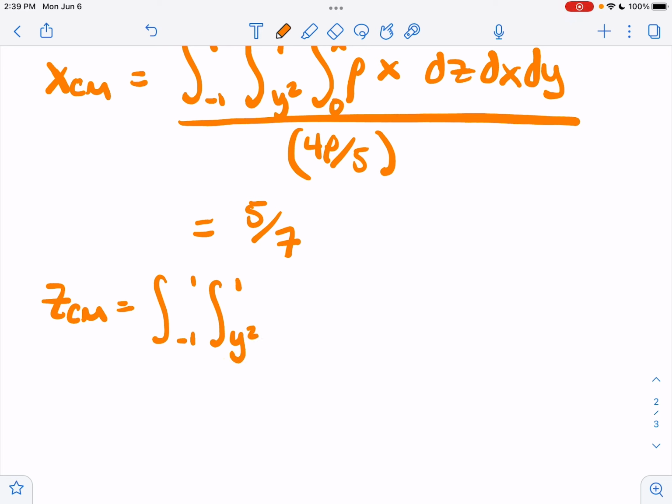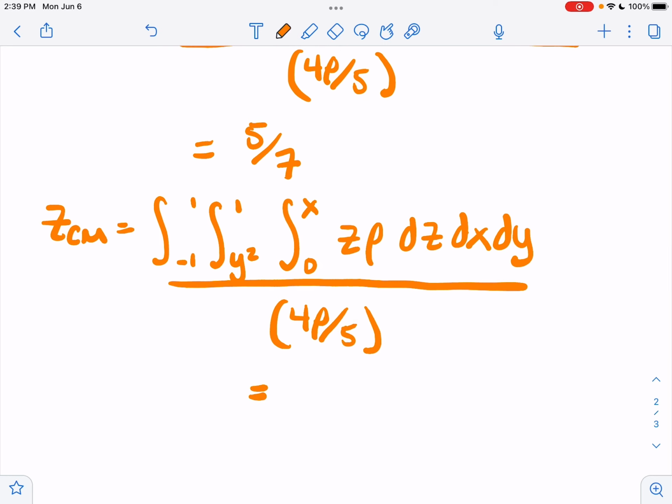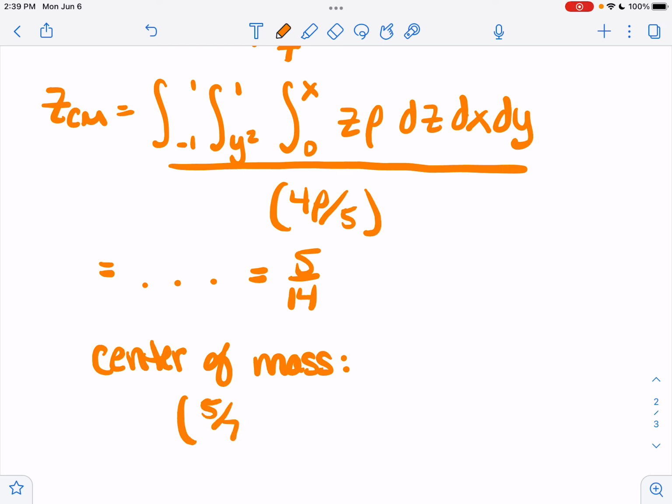The z center of mass, again, is the integral from -1 to 1, integral from x equals y squared on the left to x equals 1 on the right, integral from z equals 0 below up to z equals x above, of z times rho dz dx dy, divided by the same total mass, which is 4 rho fifths. Rho is going to cancel again. This is going to give us 5/14, and I'm not showing that work because I trust you to be able to do it if you want to. So the overall center of mass on this problem is 5/7, 0, and 5/14.